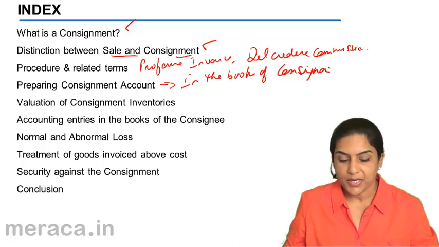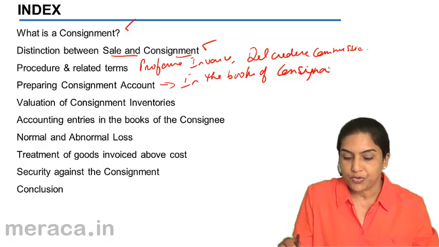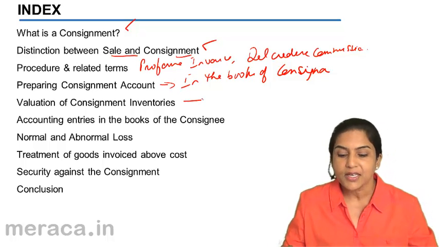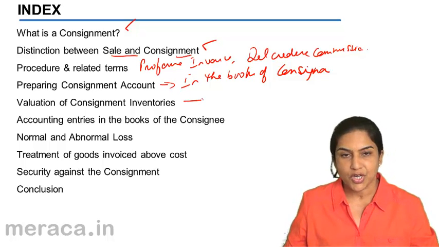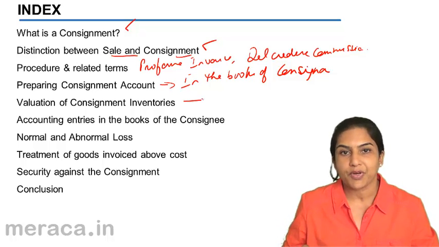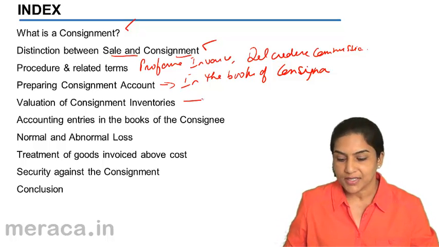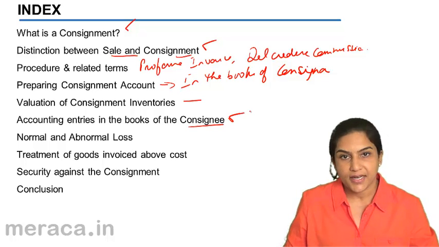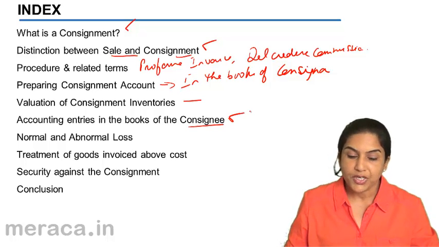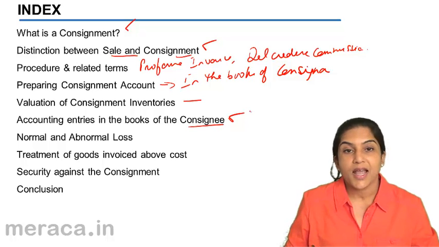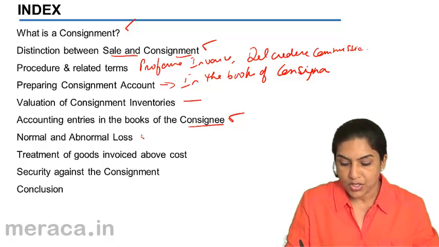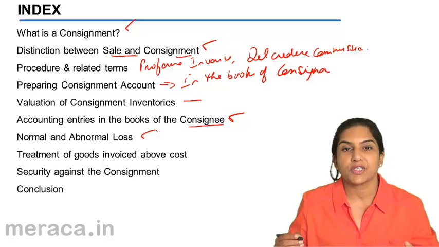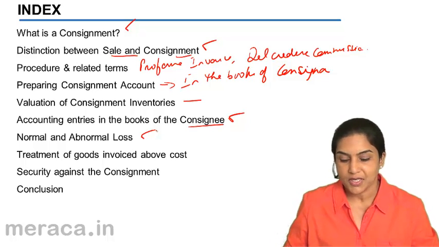We will also need to understand how consignment stock is valued, valuation of consignment entries. This of course will be included in the consignment stock, but we will understand separately the procedure for valuing consignment stock. Then we will move on to understand accounting entries in the books of consignee. We also need to know normal loss and abnormal loss. What is the valuation? How is it valued? How does it affect the profits? Etc.